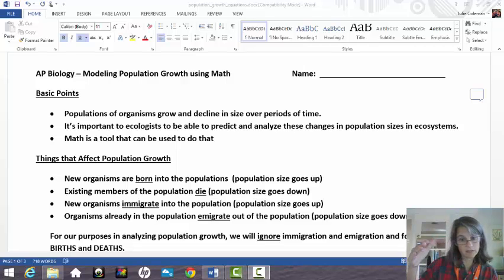Are its numbers increasing? Are its numbers decreasing? If it's an invasive species, is it exhibiting an exponential growth pattern, and it's going to be a major threat? If it is some other species, is it in decline? Is the ecosystem in trouble? It's really powerful math, important math for population biology.